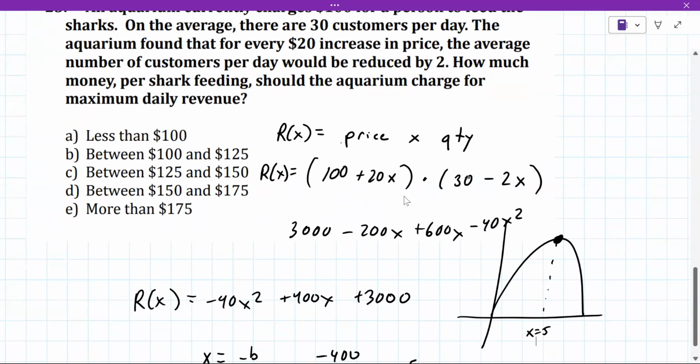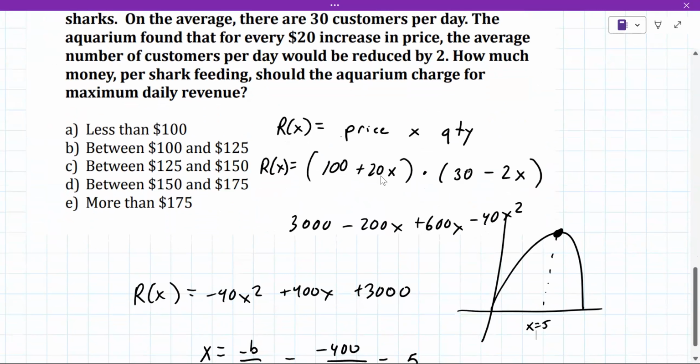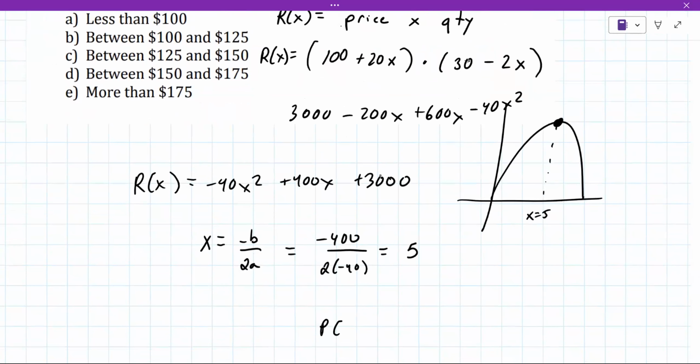X is just the number of price increases. Basically, it's 5 price increases. So that means it's 20, 40, 60, 80, 100. Your price, P of X, is 100 plus 20x. It's 100 plus 20 times 5, which is 200. They should charge more than $175.